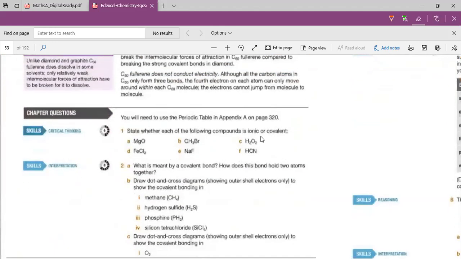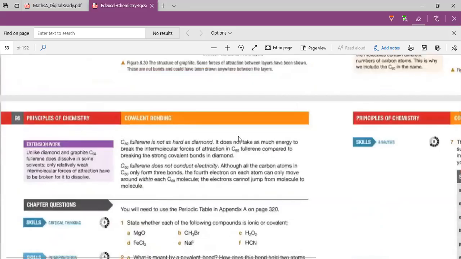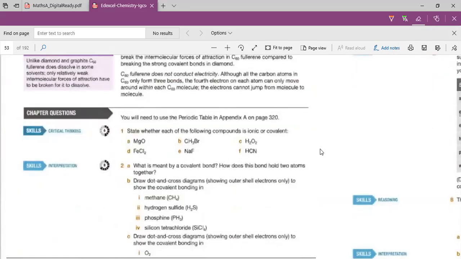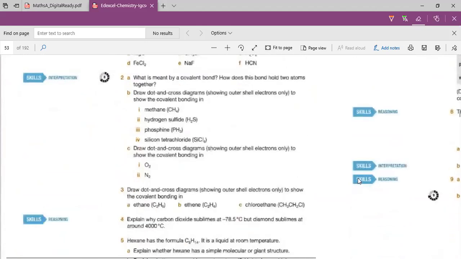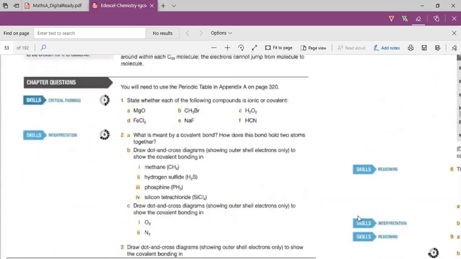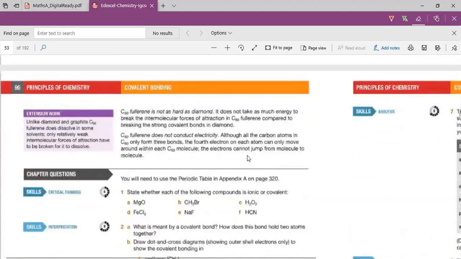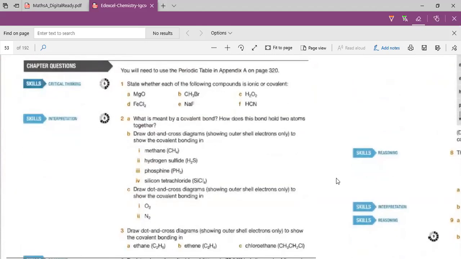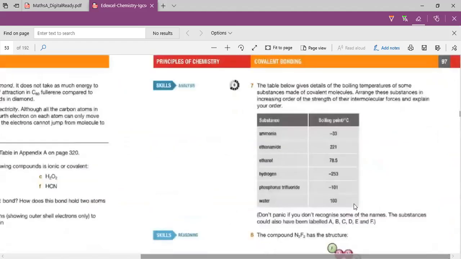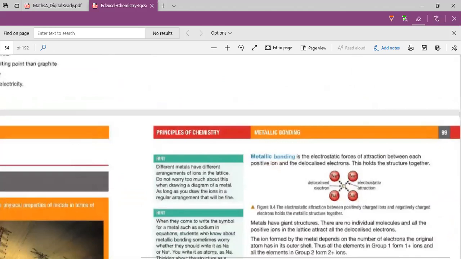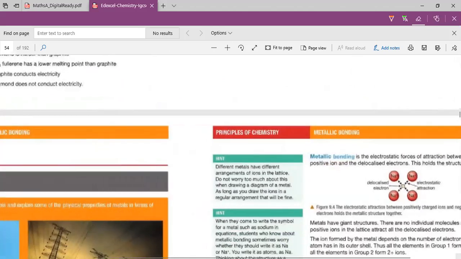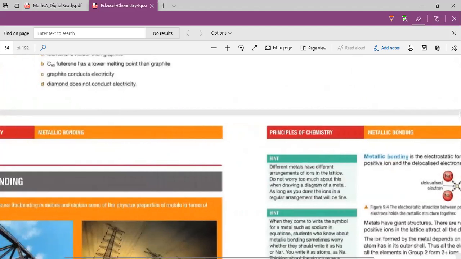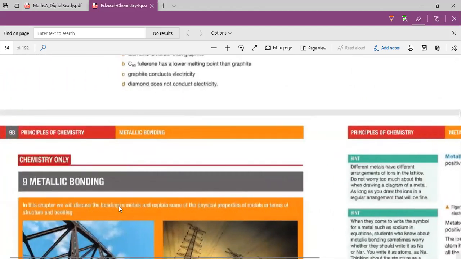There are some chapter questions. I want to give you one on page 96. You can do number 1 and number 2. Page 96, number 1 and number 2. The next lesson will be on metallic bonding. Metallic bonding will be our next class. I don't want to continue that topic now, and I don't want to mix you up, unless you have any questions.